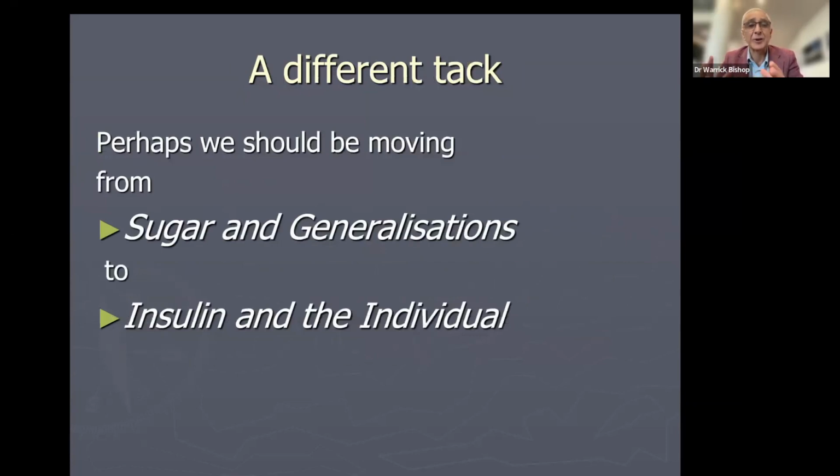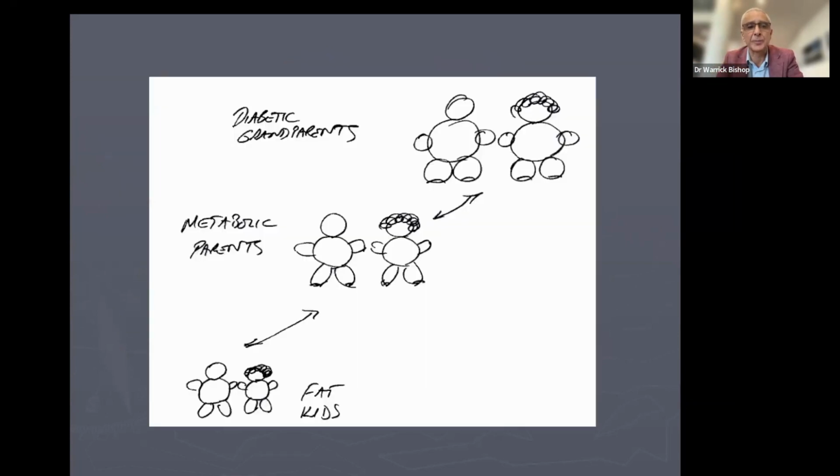What I'd like to really throw out there is that instead of thinking about sugar and being glucose-centric and making generalizations with public health guidelines and eating guidelines, we start to drill down and respect insulin as a more individual guide to what we do for people. We currently have chubby kids, metabolic parents, and diabetic grandparents. And unfortunately, to a large degree, we are not acting until we get to diabetic grandparents.